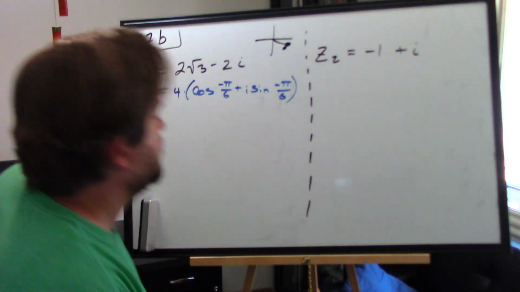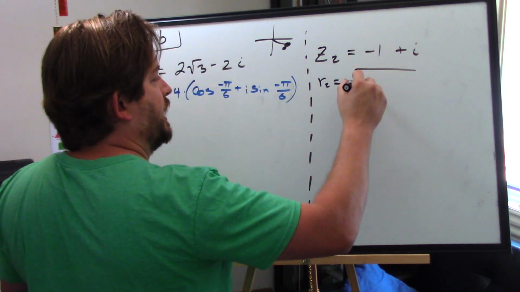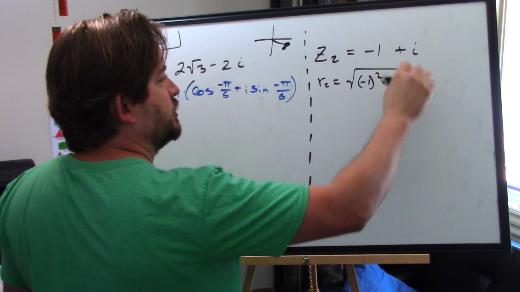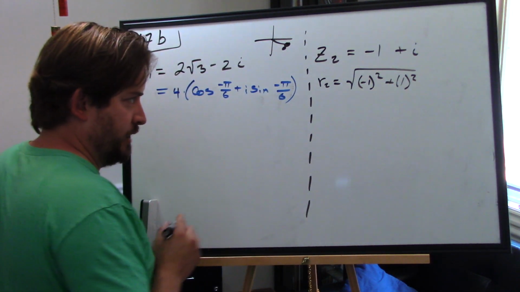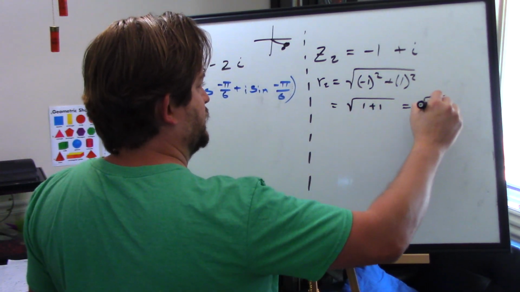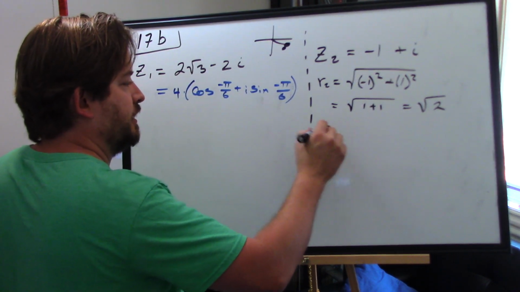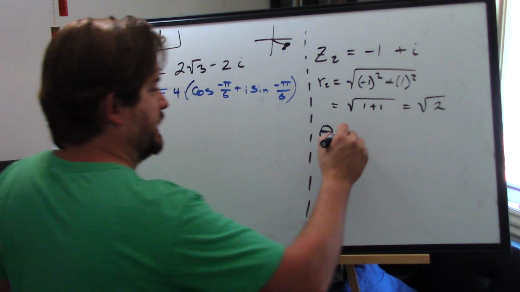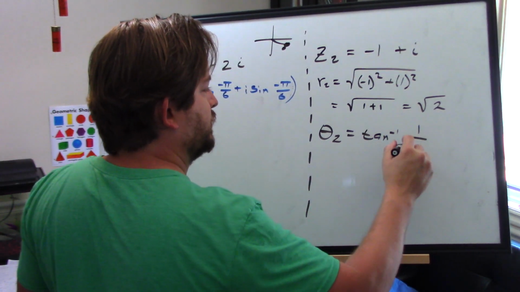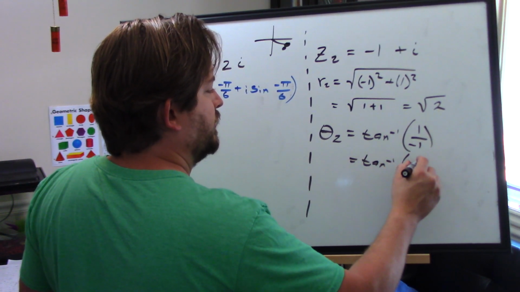Z2 has a radius, we'll say radius 2, of the square root of negative 1 squared plus 1 squared, right? Because the coefficient in front of the i, not written, is implied 1. But that's just 1 plus 1, and so I have the square root of 2. Theta 2, the theta of Z2, is the tan inverse of 1 over negative 1. That is, I have the tan inverse of negative 1.